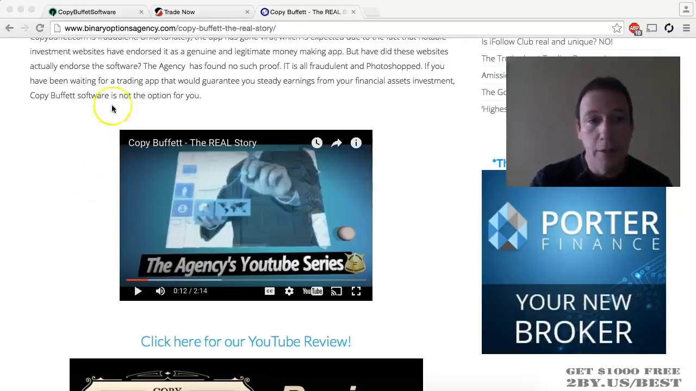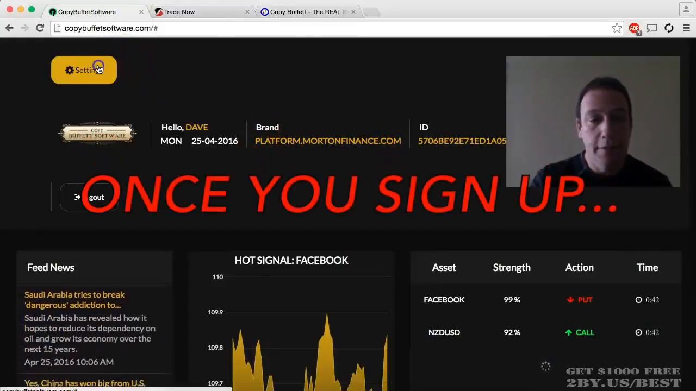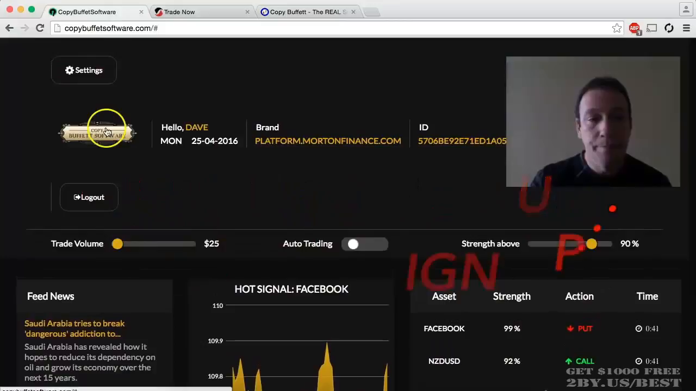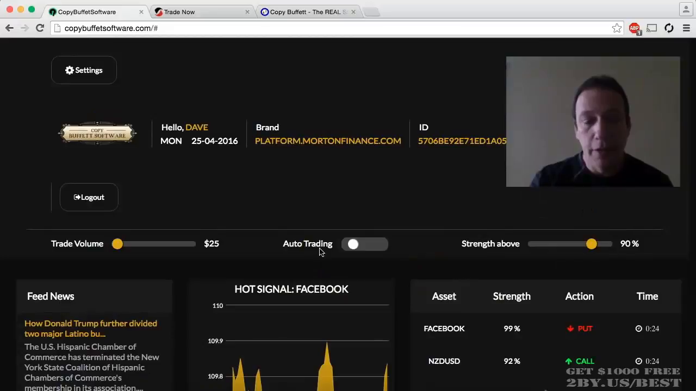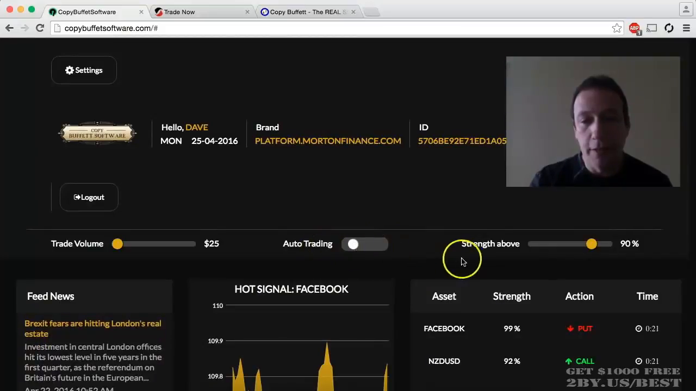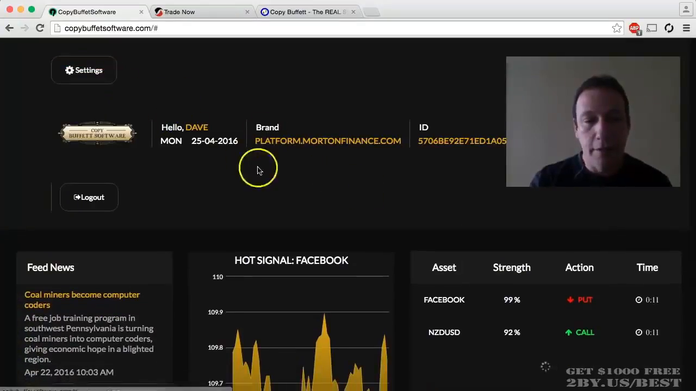First, I'd like you to go to the Copy Buffett software homepage, and we're going to click on the settings tab. A lot of information. Just follow these steps. So you're going to have it on the manual trade. You don't want to have auto trading on, so we click that off, and then you want the strength to be above 90%. Once we get those settings together, we can go ahead and click that off.